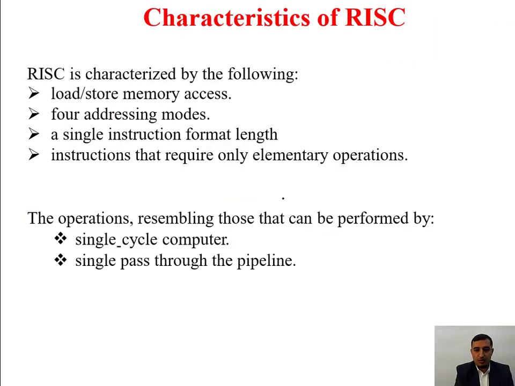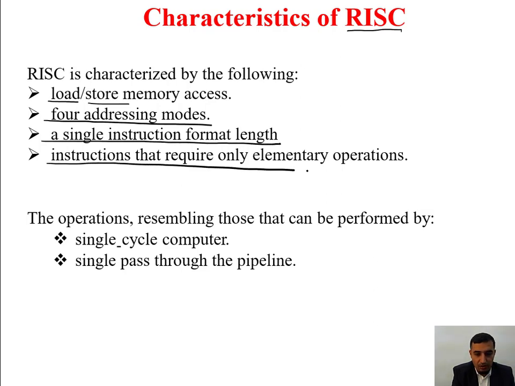The characteristics of the reduced instruction set computer: it has load and store memory access. It has 4 addressing modes. It has a single instruction format length, and the instructions required are only elementary operations. So it's basically a single cycle computer with a pipeline, the single cycle computer that we studied earlier.